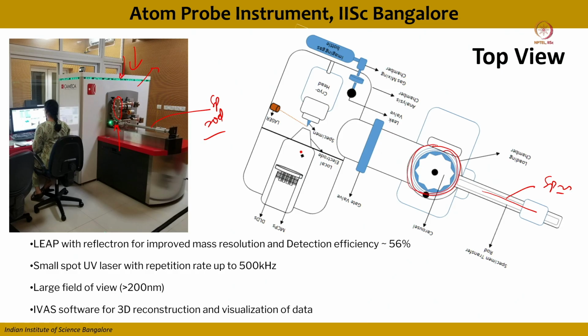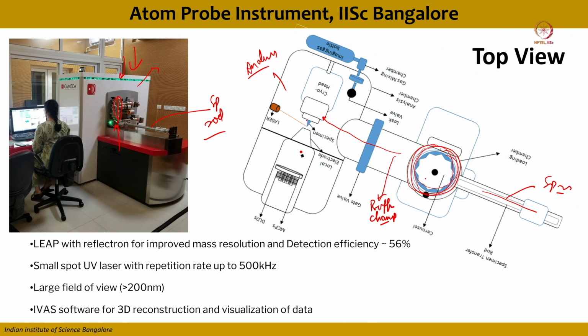Okay, and this is called the analysis chamber, and the chamber between the analysis chamber and the loading chamber is called a buffer chamber. Okay, so the sample is loaded in this particular loading chamber, and it will be passed on to the buffer chamber by using the specimen transfer rod, and it gets fixed to the stage in the analysis chamber.